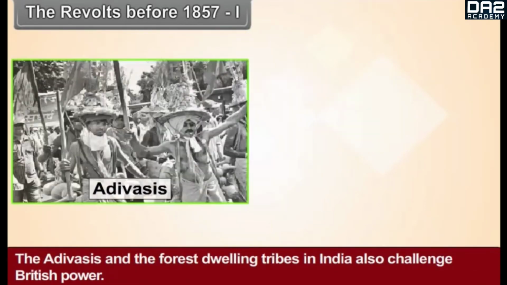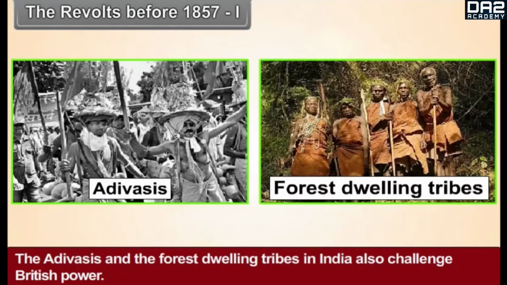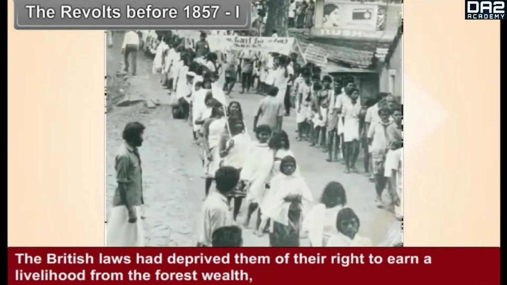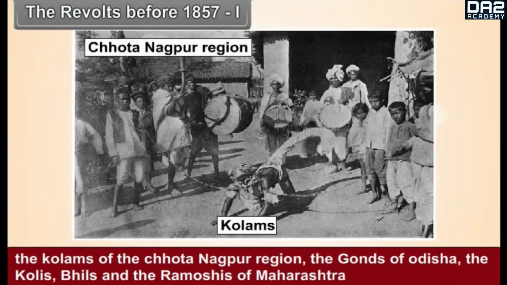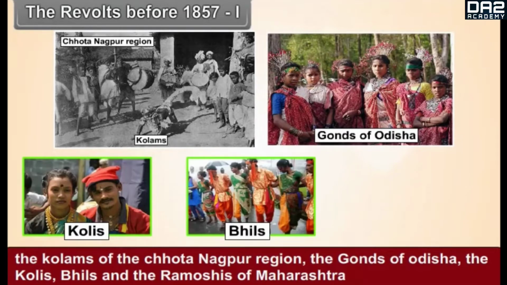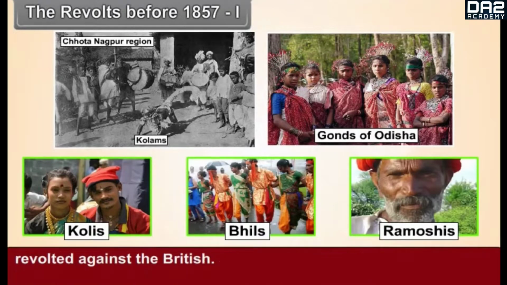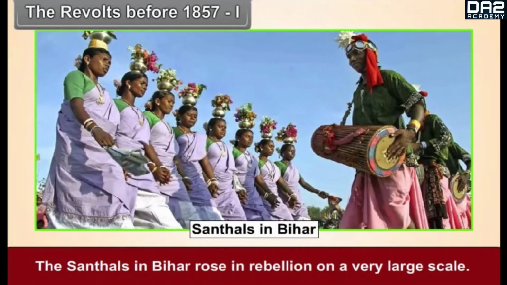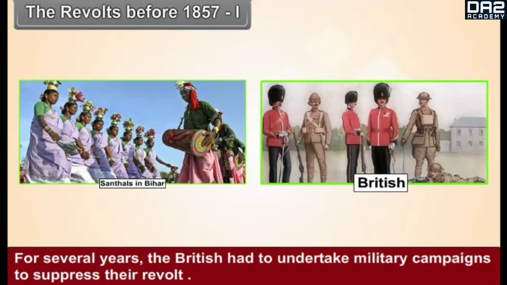The Adivasis and the forest-dwelling tribes in India also challenged British power. The British laws had deprived them of their right to earn a livelihood from the forest wealth. The Kolams of the Chota Nagpur region, the Gonds of Odisha, the Kolis, Bhils and the Ramoshis of Maharashtra revolted against the British. The Santhals in Bihar rose in rebellion on a very large scale. For several years, the British had to undertake military campaigns to suppress their revolt.